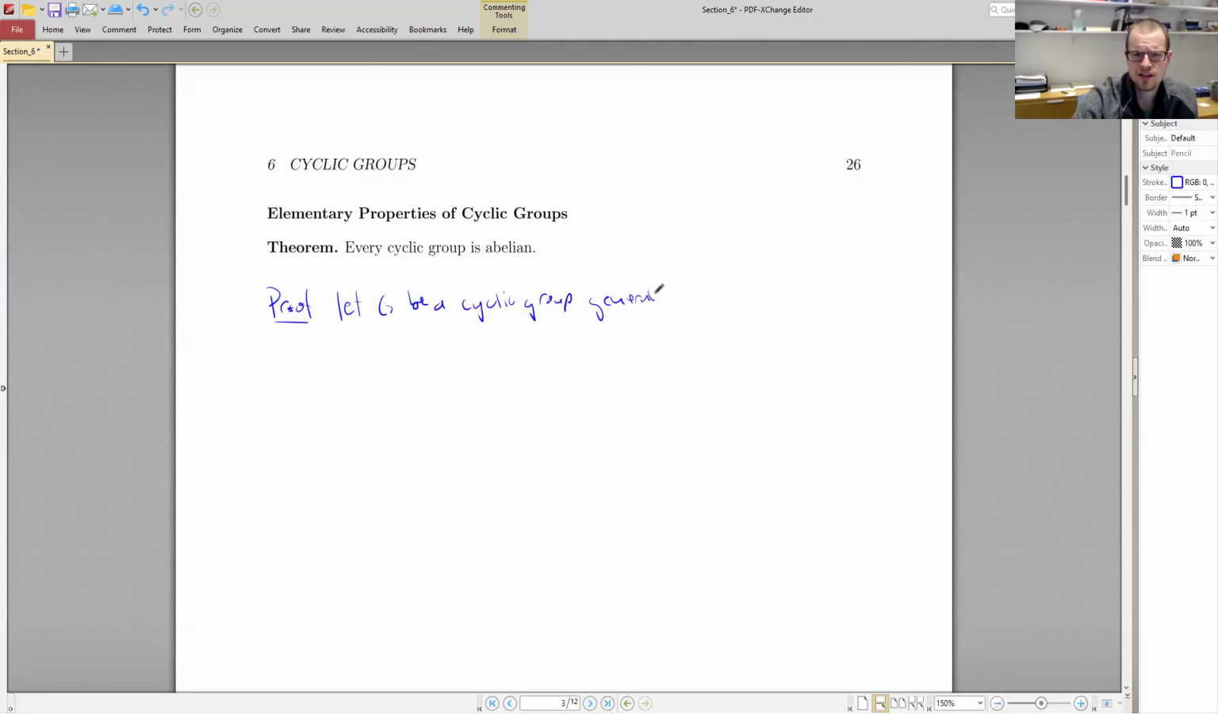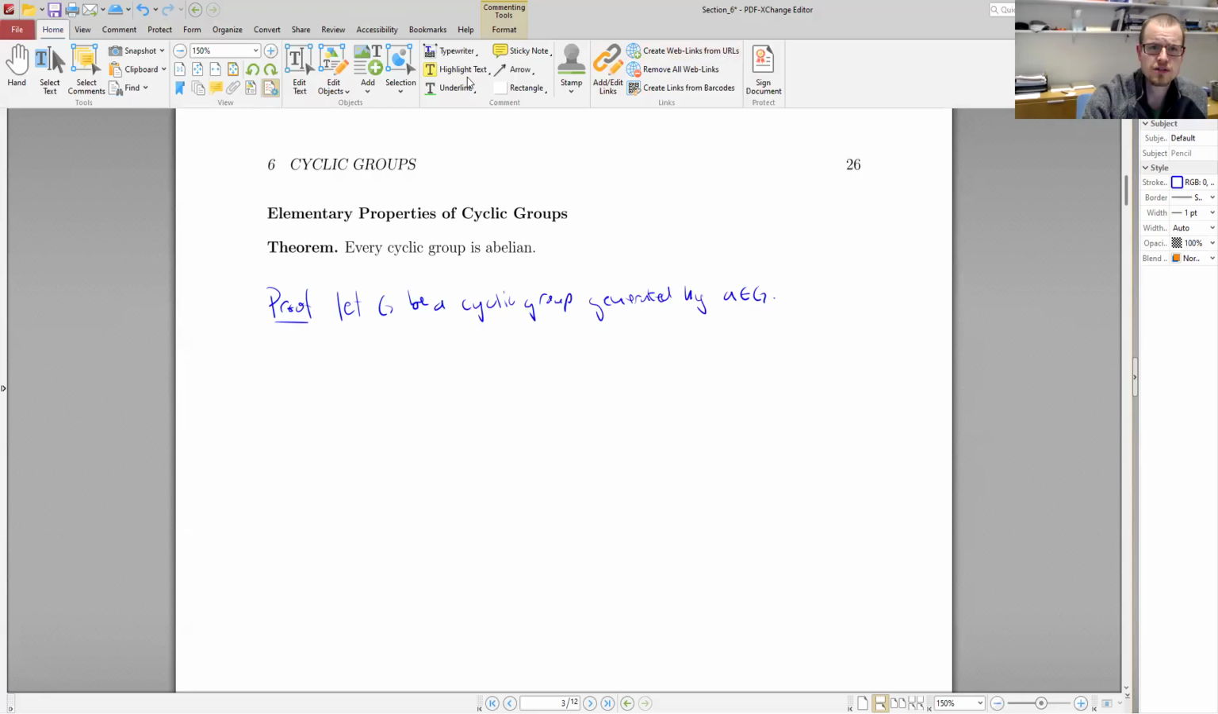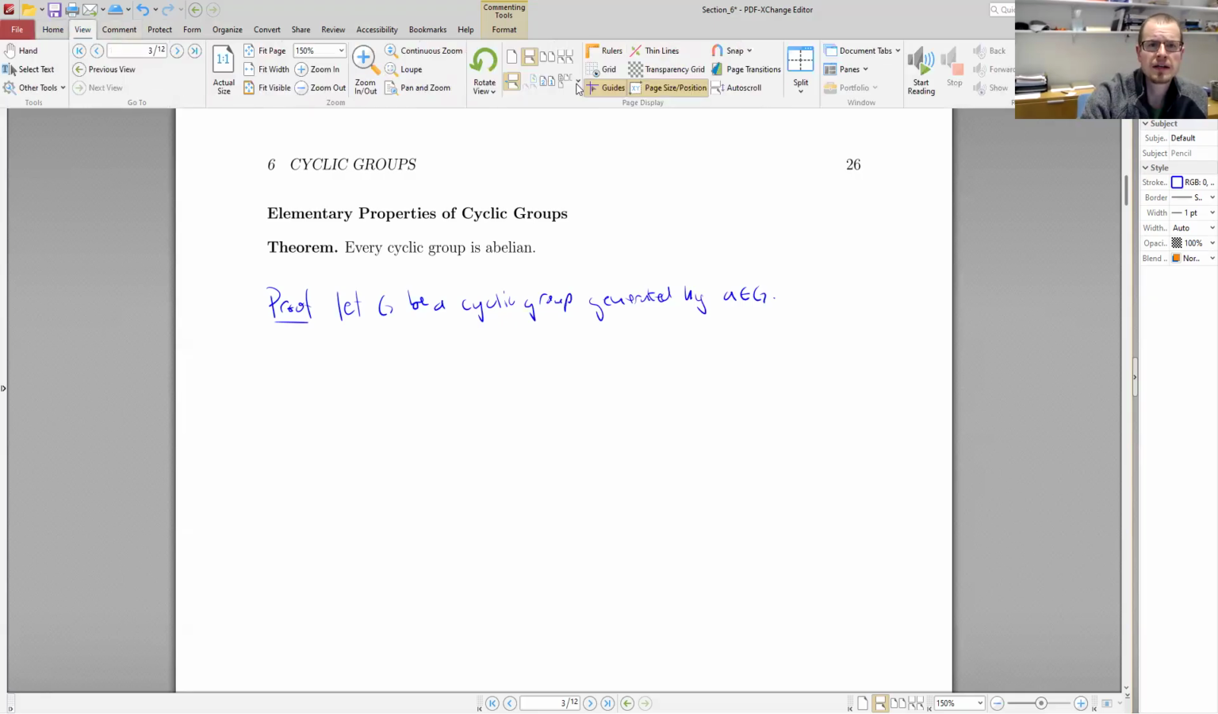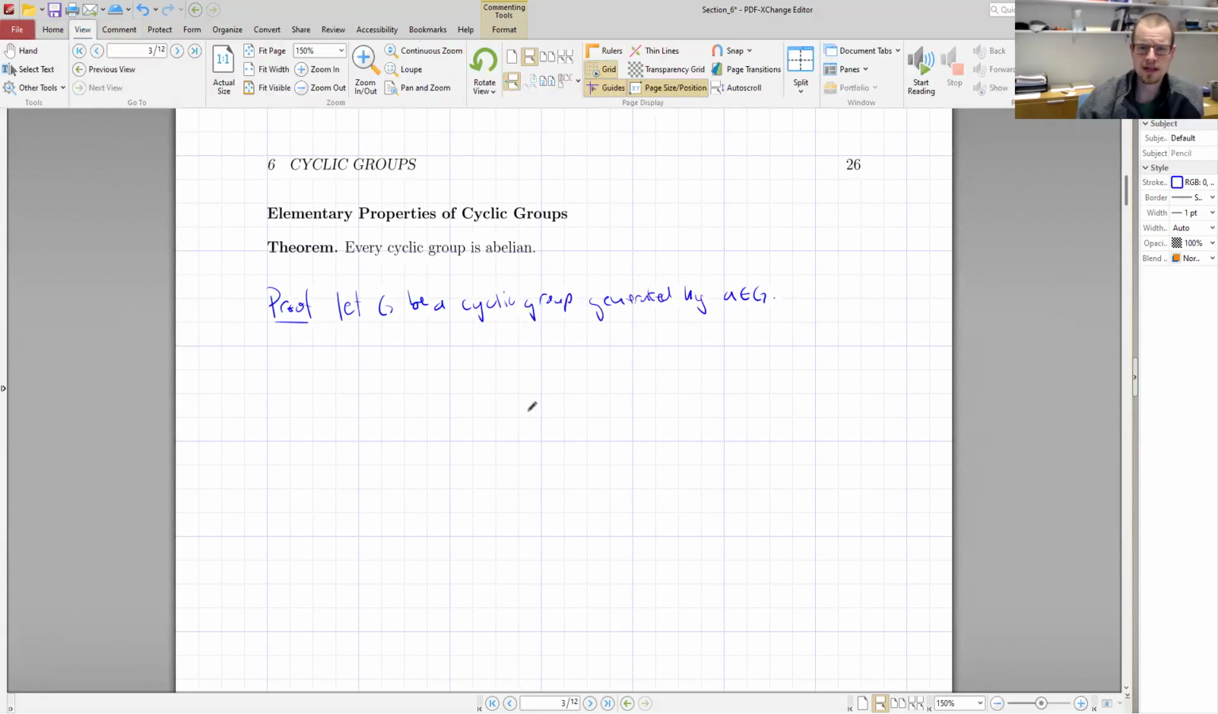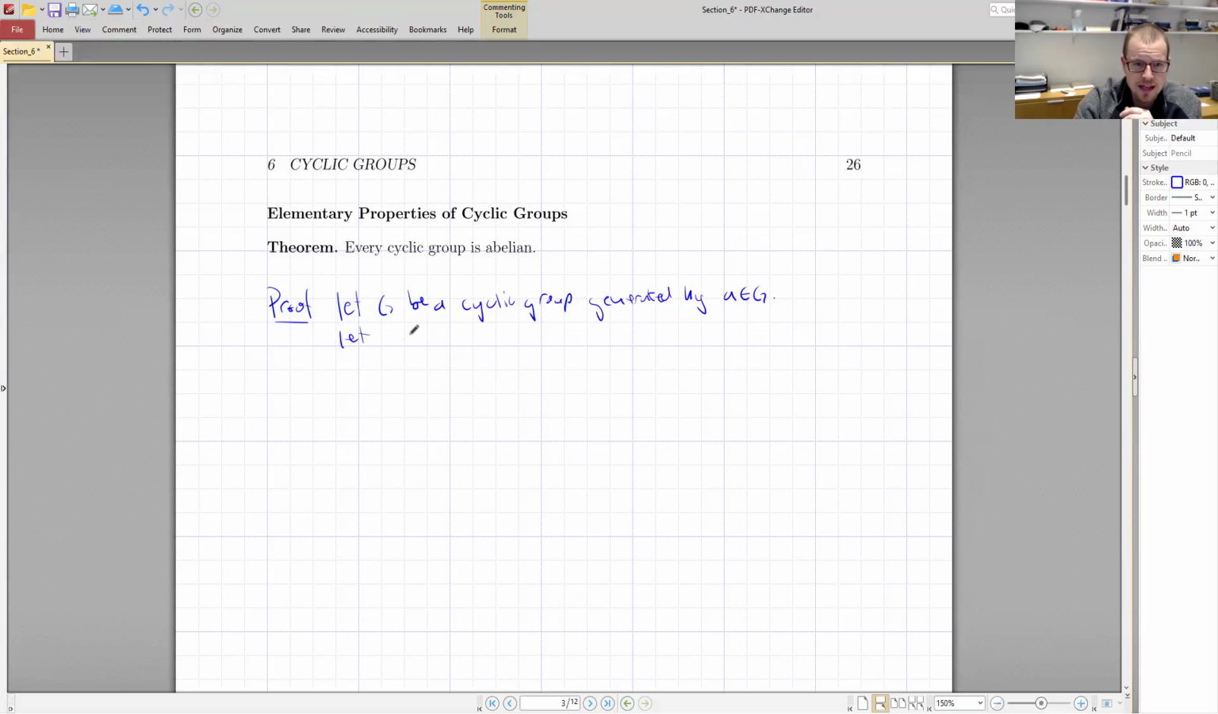generated by an element of the group G. Now I'm going to add some lines in here just to make sure that I am staying well organized. Look at that. See, that's not straight at all. All right. Anyway, let G be a cyclic group generated by some element in it. Next, we want to let, I don't know, let's call them X and Y belong to G.